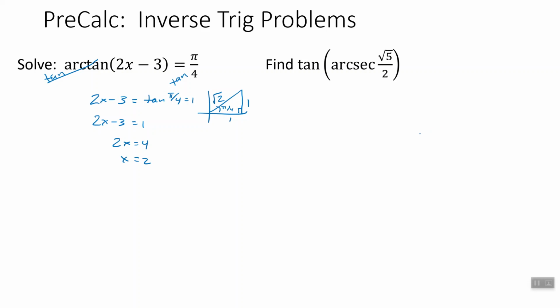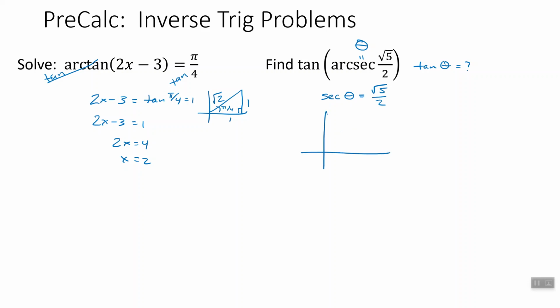Done. Not so bad. All right, now over here, we can take the tangent of the arcsecant of something. What we do is we start off and say, okay, this here is our angle theta. That's what this whole arcsecant is equal to. And then we want to know what is tangent of theta. So we say, okay, secant of theta equals the square root of 5 over 2. All right, that's positive.